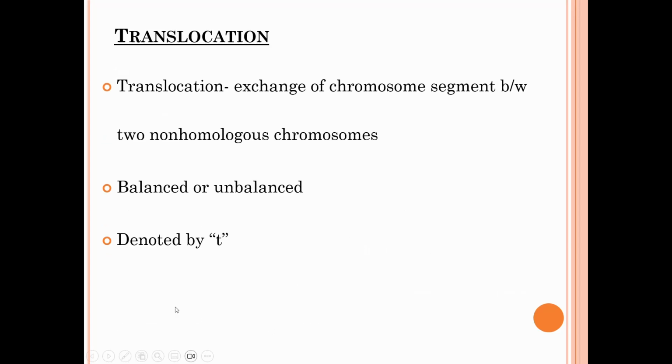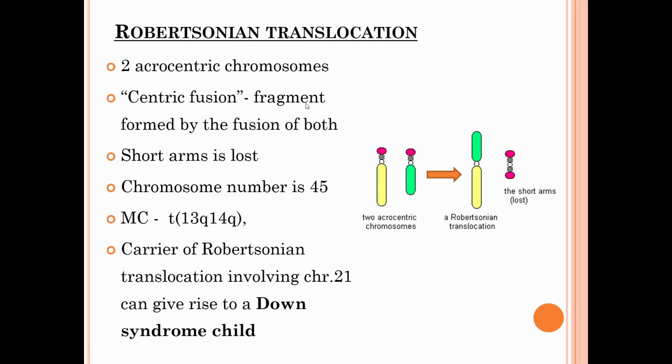Now what is translocation? Here you can see exchange of chromosome segment between two non-homologous chromosomes. It can be balanced or unbalanced and is denoted by T. Non-homologous chromosome, you remember what is homologous and non-homologous? So both are non-homologous chromosomes, and in between them the genetic material is getting exchanged. That is known as translocation.